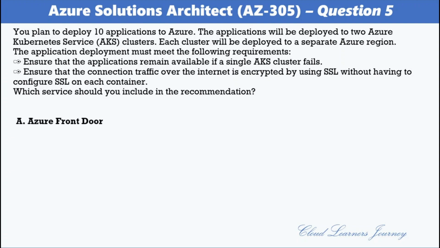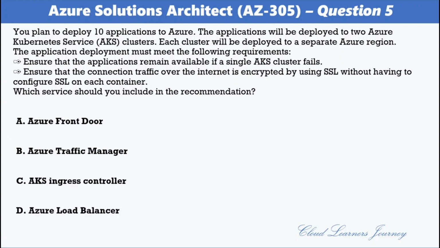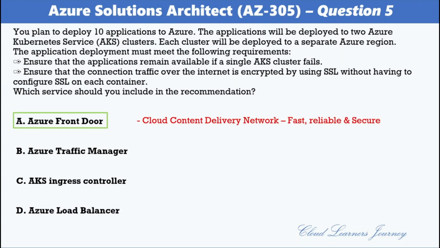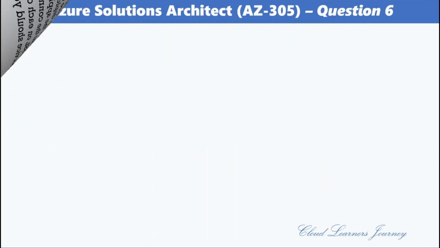And the options are A. Azure Front Door, B. Azure Traffic Manager, C. AKS Ingress Controller, D. Azure Load Balancer. And the correct answer is A. Azure Front Door. Azure Front Door is Microsoft's modern cloud content delivery network, provides fast, reliable, and secure access between your users and your application static and dynamic web content across the globe.